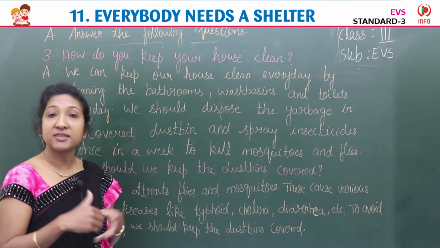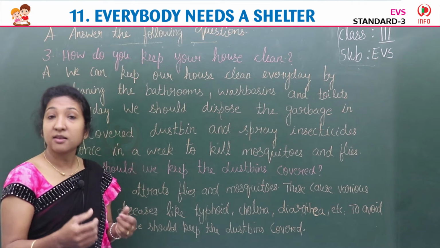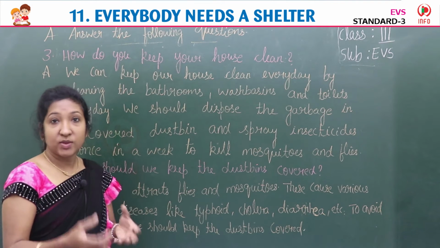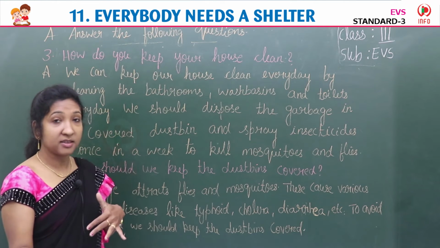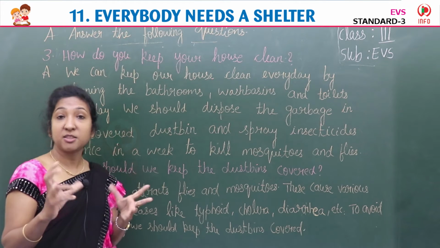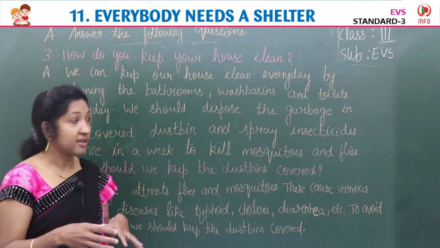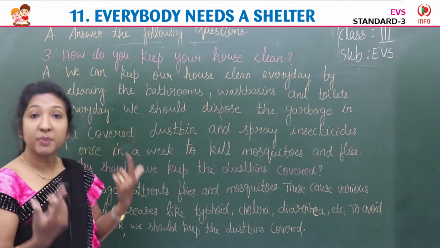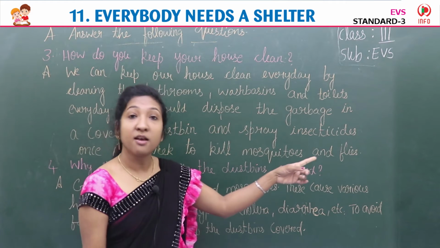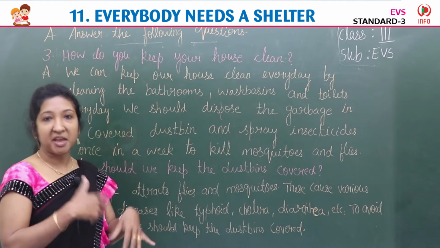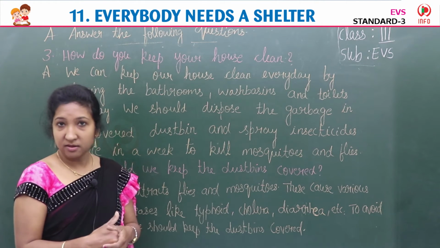So what are insecticides? They are substances to kill the insects. We spray upon the insects so that they die, isn't it? So insecticides are the spray to kill the insects. So once in a week we have to spray insecticides also to kill mosquitoes and flies. Otherwise they will come and bite us and we may get sick.